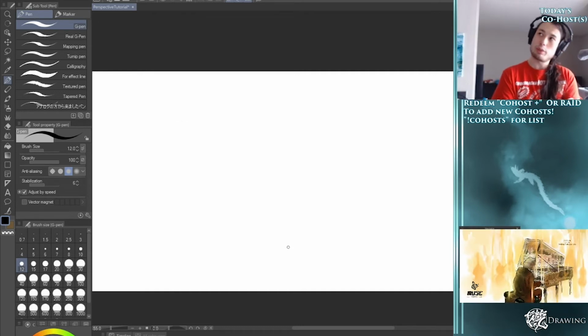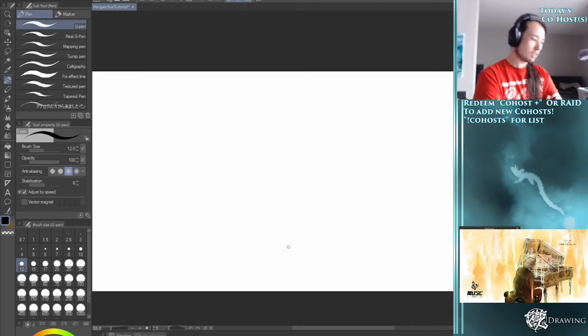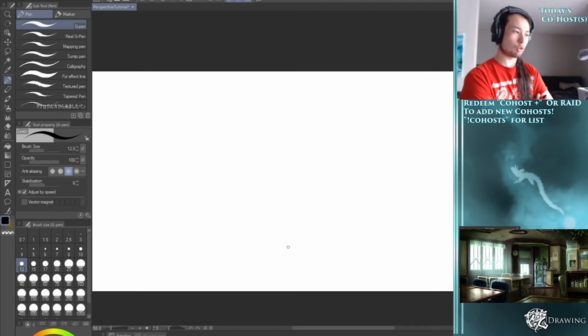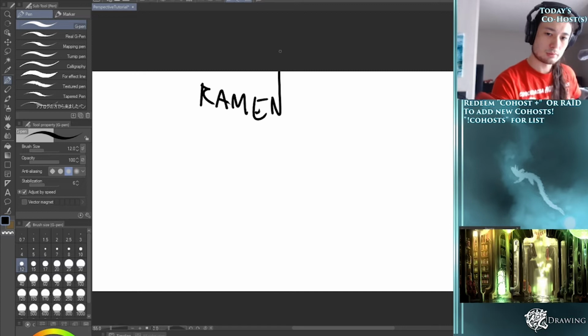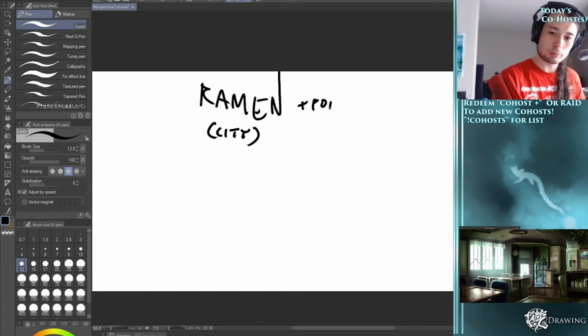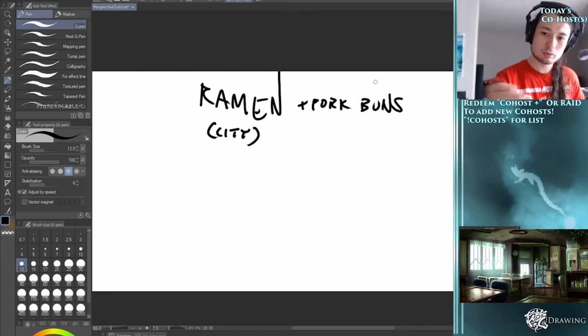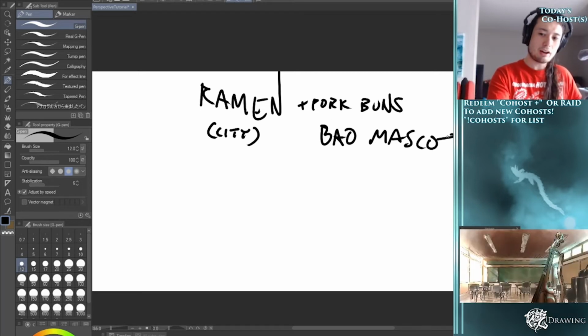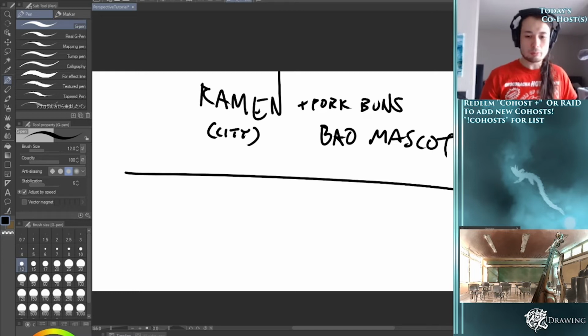Let's get us all some more stuff to work on. What should be the theme of this ramen shop? What sets it apart? Can it have a mascot? Can it have a particular shape? I want to make sure that we all have enough of a basis to work on. Ramen. In the city. Miso ramen with pork buns. Ramen and pork buns. Sure. Yeah, pork bun. Okay, fine. Bao mascot. Sure.